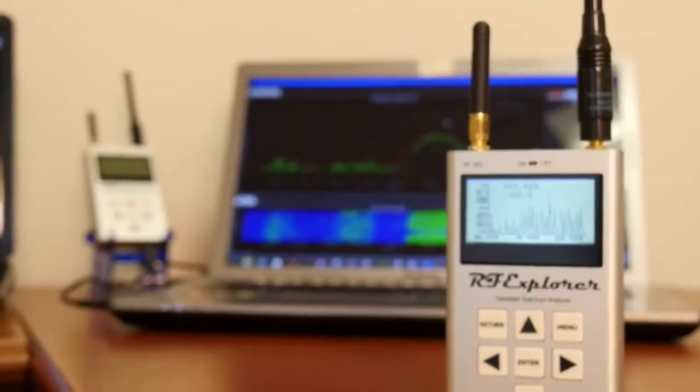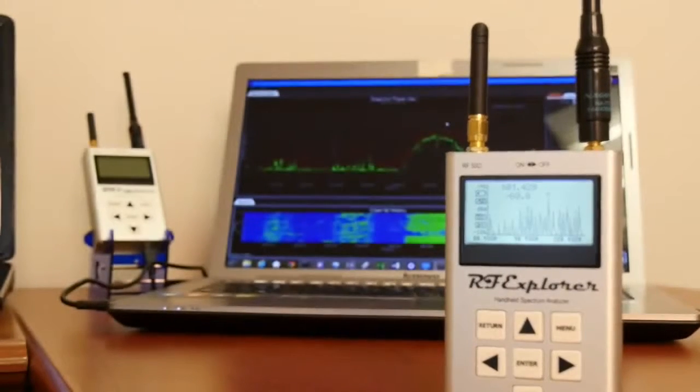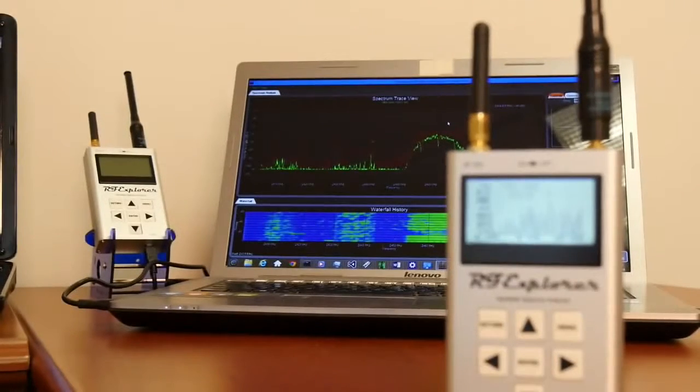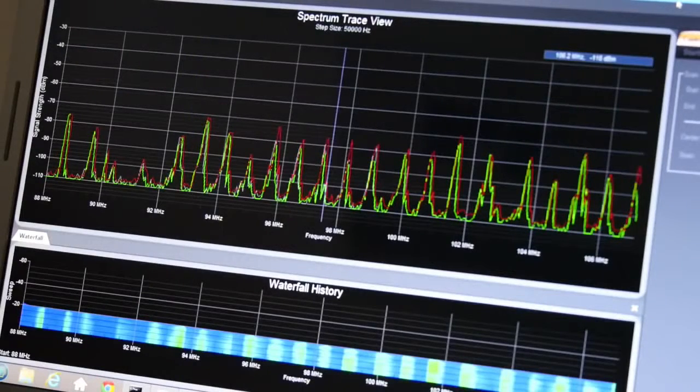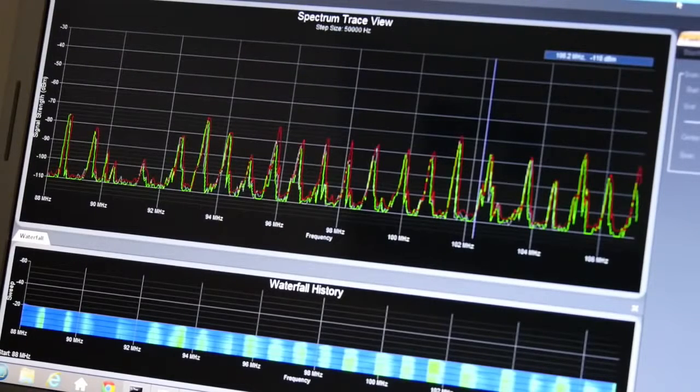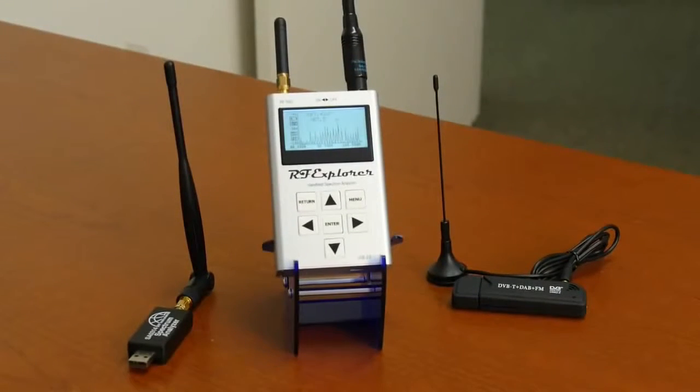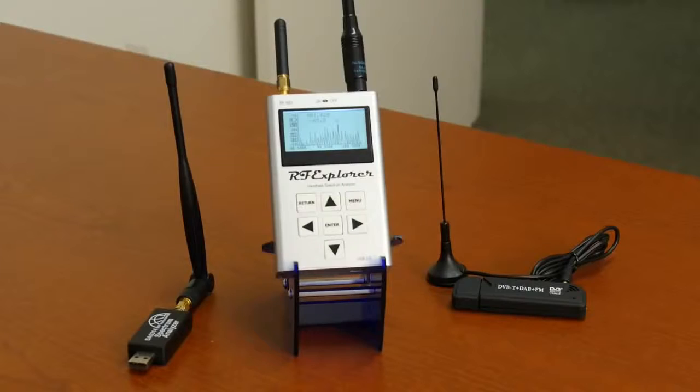Since cost is no longer a barrier to owning an RF spectrum analyzer, it's a valuable addition to anyone's toolbox. Anyone who considers themselves technically inclined and who needs to troubleshoot RF problems or check for RF interference that may be degrading their wireless system or configure a wireless system should consider this device.